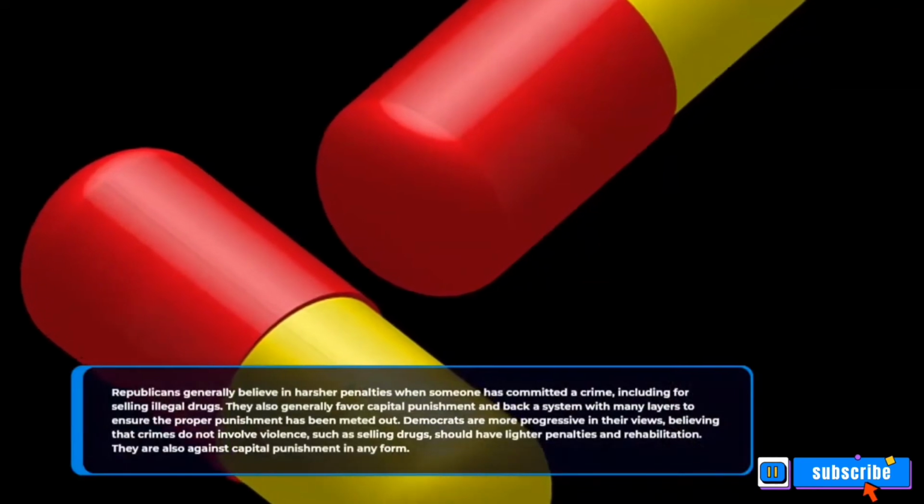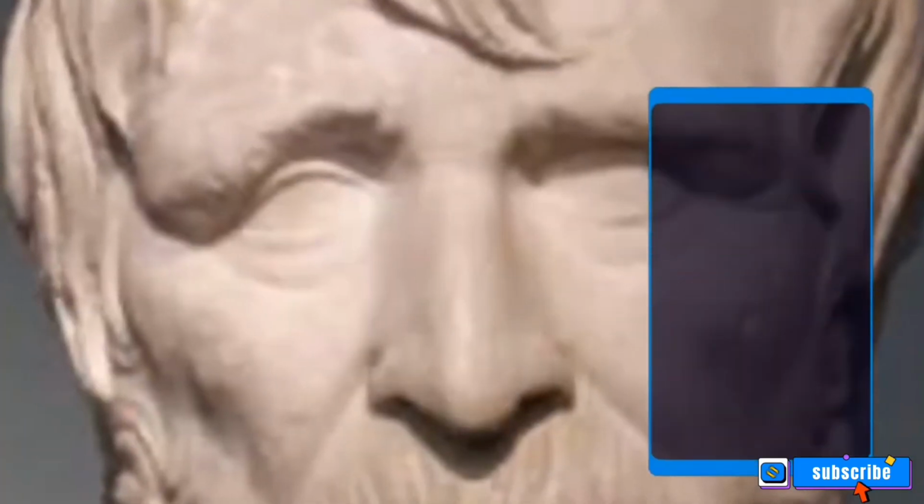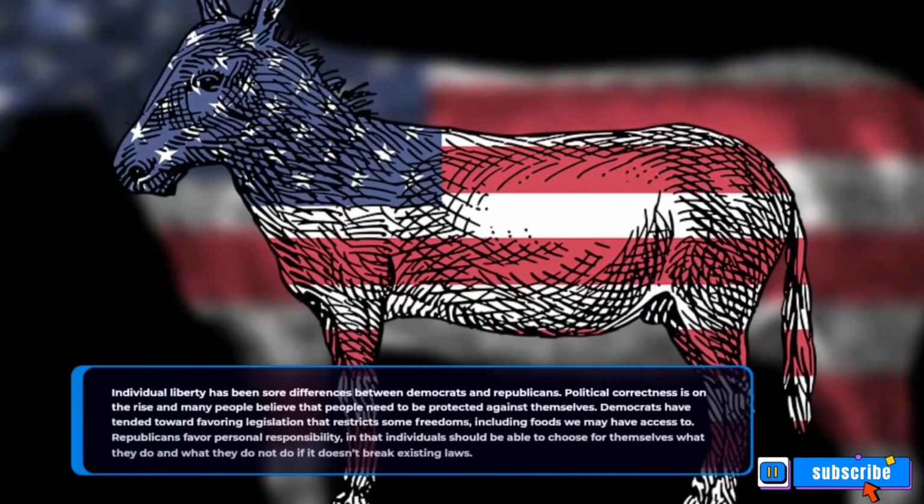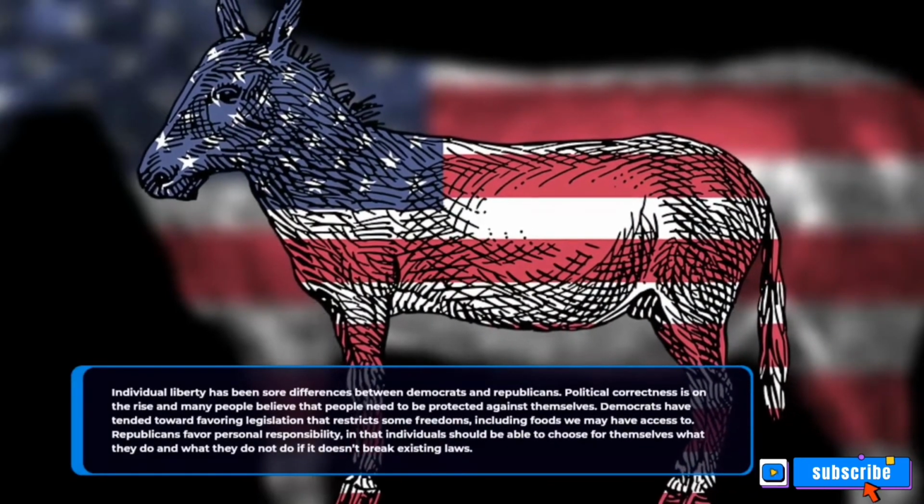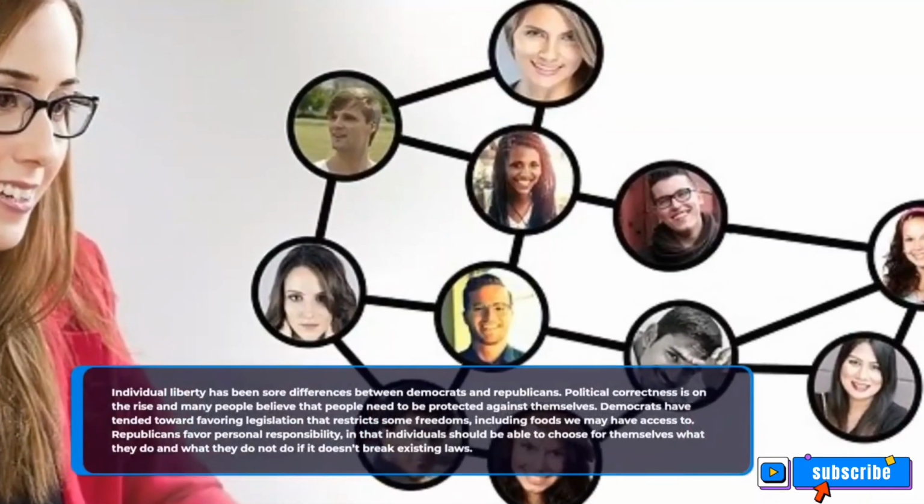Republicans generally believe in harsher penalties when someone has committed a crime, including for selling illegal drugs. They also generally favor capital punishment and back a system with many layers to ensure that proper punishment has been meted out. Democrats are more progressive in their views, believing that crimes that do not involve violence, such as selling drugs, should have lighter penalties and rehabilitation. They are also against capital punishment in any form.